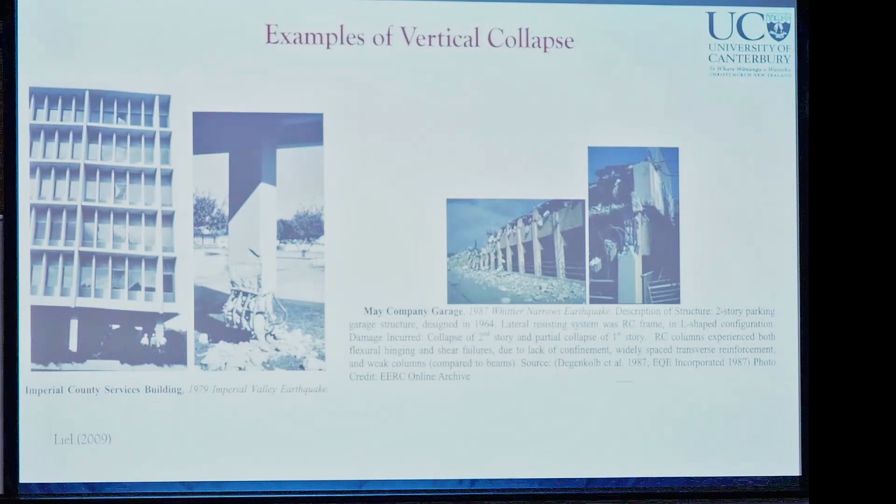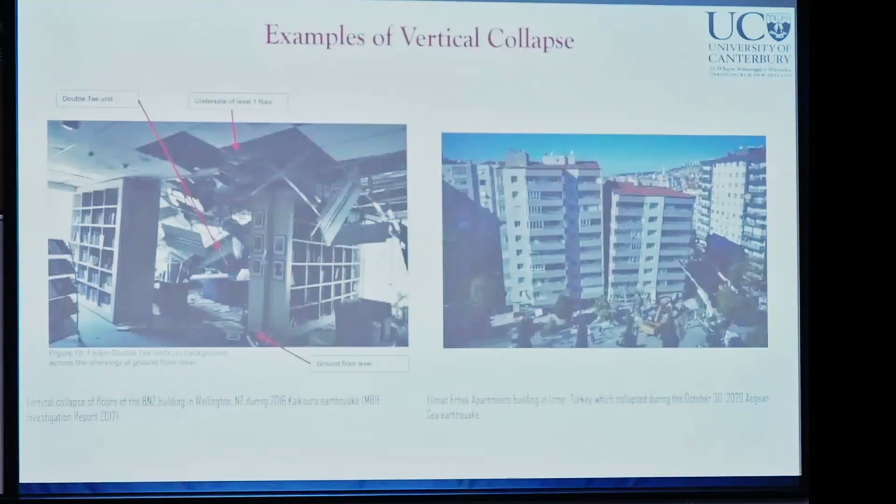The photo on the right shows another example of vertical collapse, just to show that vertical collapse can be complete failure, or it can be partial failure of the building as well.